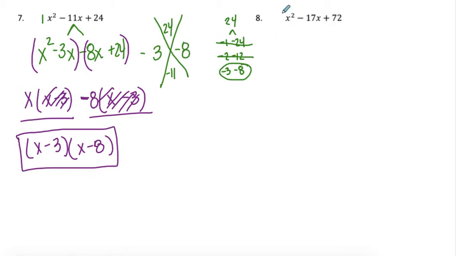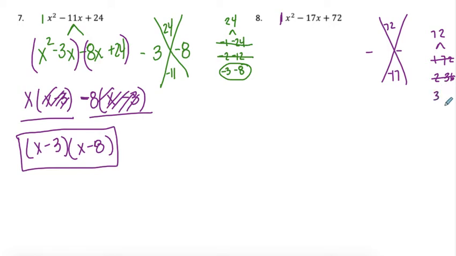On number 8, we have 1 times 72 and negative 17 here. So 72, I'm looking at my list. I have 1 and 72. Positive here, negative here means I have two negatives. So I have to make sure that they combine to make a negative 17. Those are too far apart. 2 and 36, I can make 38.